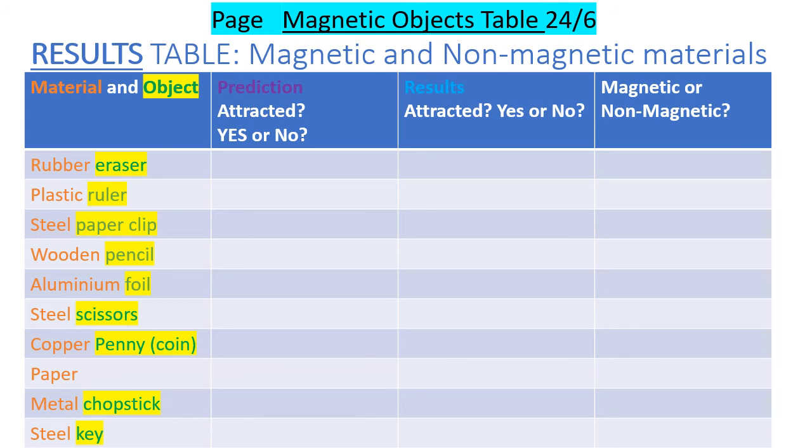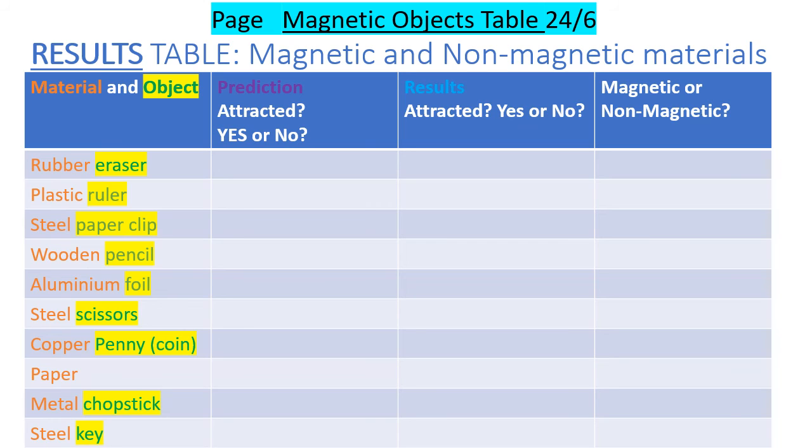Okay, so we made predictions. We have materials and objects. Material is what the object is made of. Object is the thing that we use. Okay, so rubber is the material. You can use rubber to make many different things. But the specific thing we are talking about is a rubber eraser. So our students predicted whether or not it would be attracted to a magnet. And then they recorded their results, and then they classified the material and object as magnetic or non-magnetic.